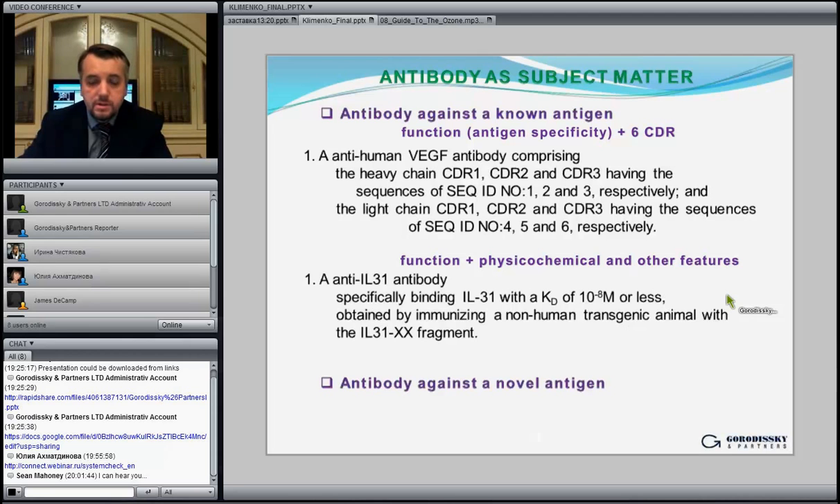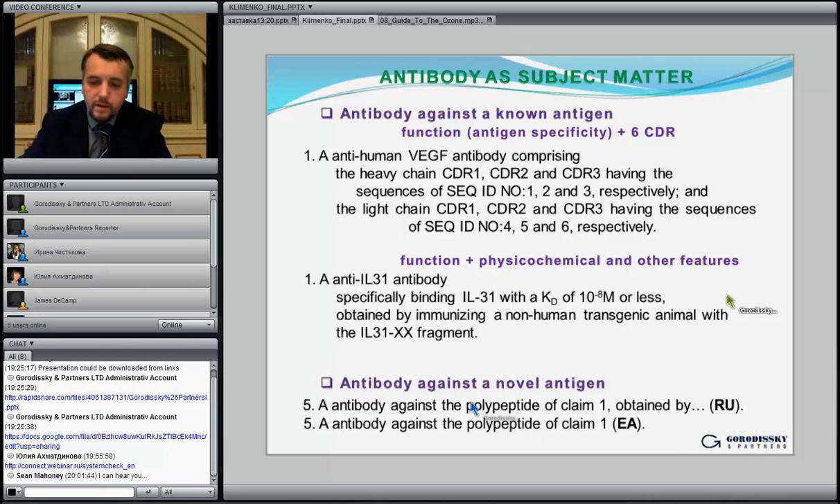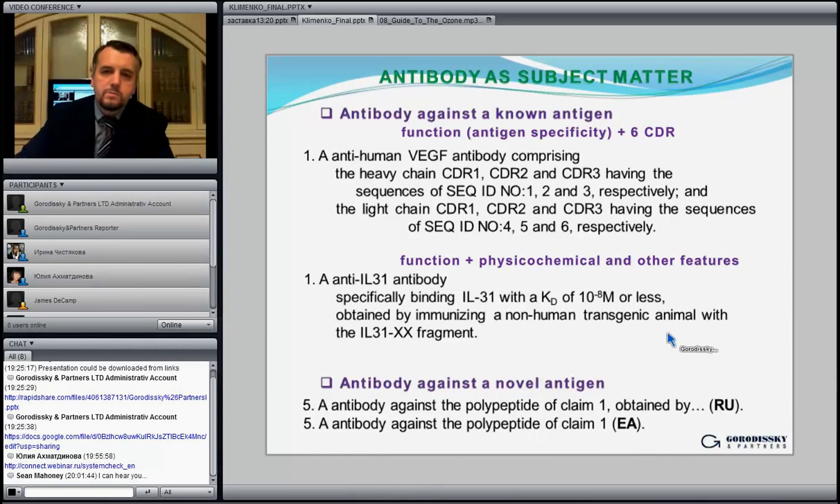When the antigen is novel, you can actually get broader protection in both jurisdictions. In Russia, you can have a claim like this. If, for example, the polypeptide of claim 1 is known, as it is in this case, then the antibody against this polypeptide can be claimed just in this broadest way. In Eurasia, it is the same thing. I haven't had any Eurasian claims of this kind, but I'm told that they don't even require saying in which way it was obtained.